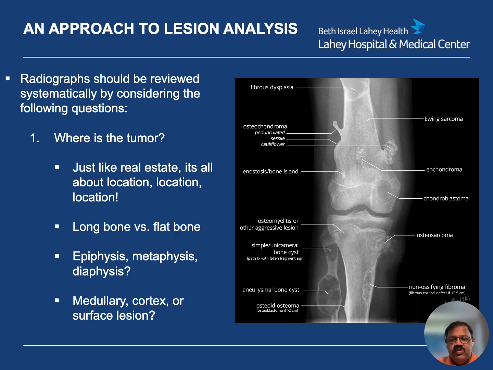So specifically with respect to tumor analysis, you really want to find out first and foremost, where is the tumor located? Just like in real estate, it's all about location, location, location, meaning certain tumors have a predilection for a very specific area in the bone and usually do not occur anywhere else. And as a result, if you see a lesion in that specific area, for instance, the epiphysis versus the metadiaphyseal junction versus the diaphysis, you can really help narrow down the differential diagnosis pretty well.